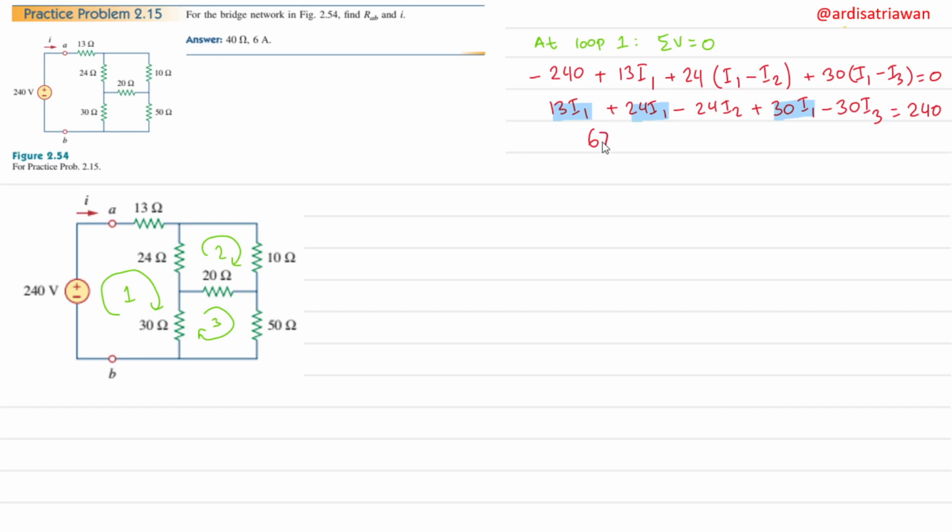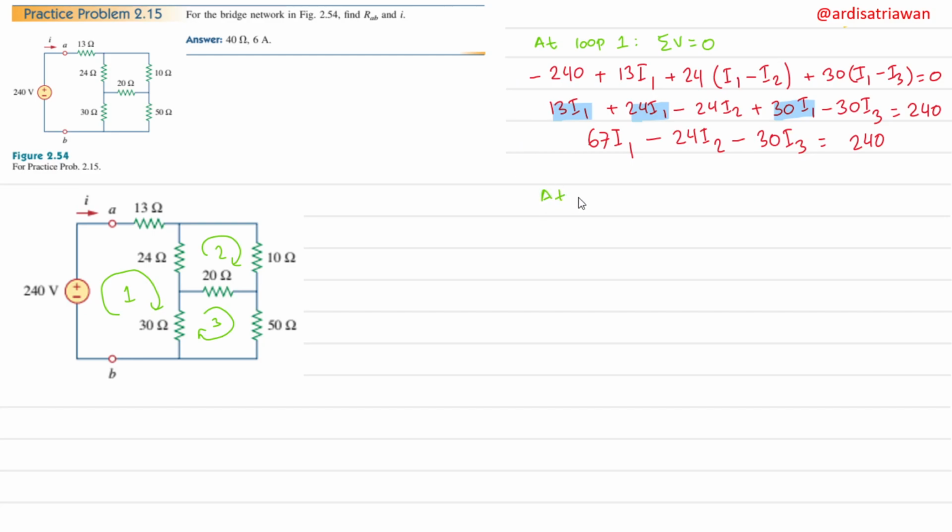67 I1. Yeah, I don't think I made mistakes here. 37 plus 30, yeah, okay. Minus 24 I2, minus 30 I3, and that will equal 240. Okay, that is for loop 1.